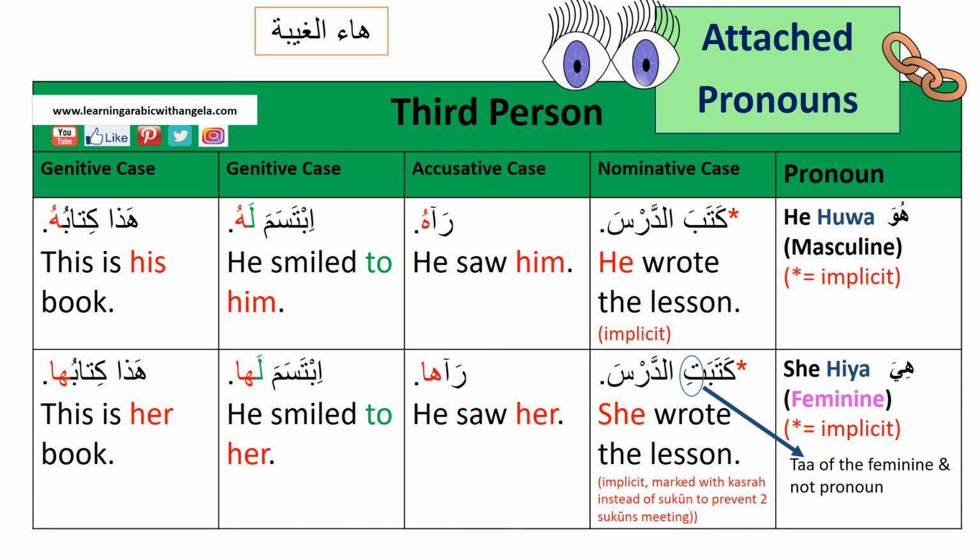So in the accusative case, رآه, he saw him. رآها, he saw her. In the genitive case, ابتسم له, ابتسم لها, and هذا كتابه, هذا كتابها. So in the genitive case we've got the who and the ha. So the who for the masculine and the ha for the feminine, and they attach to a particle. And in the other example with the book, they attach to the noun kitab, forming an idafa genitive construction.